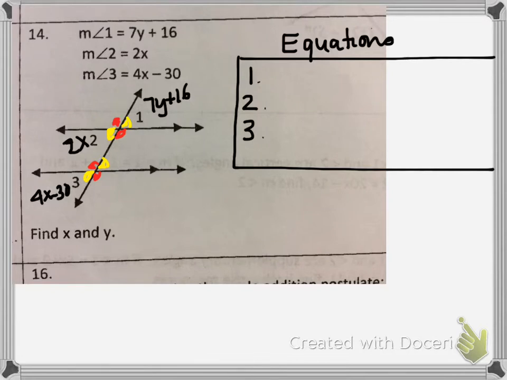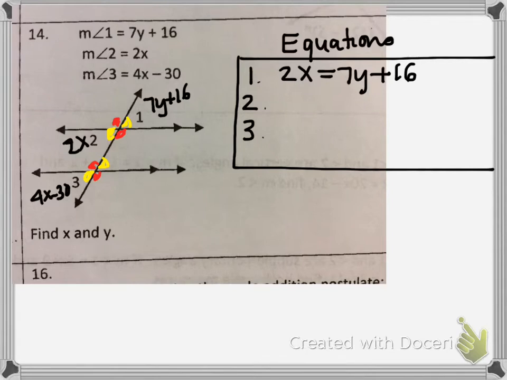So the first thing I would do is create as many equations as you can from this picture. And the first equation I would create, looking at angles 1 and 2, they are vertical to each other, so they are congruent or equal to each other. So I'm going to set 2x equal to 7y plus 16. That's one equation. I can't solve this equation yet because it has two variables, but I might use it later.